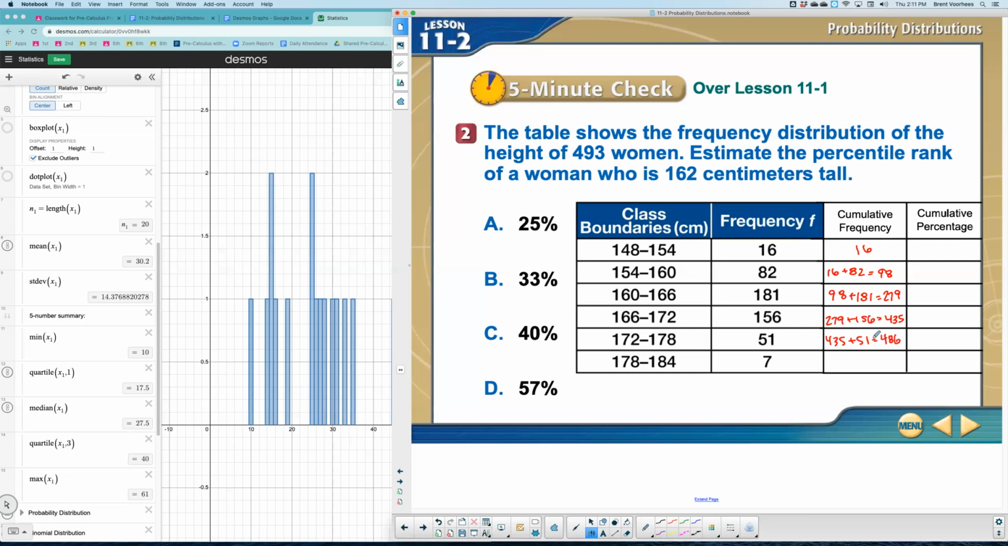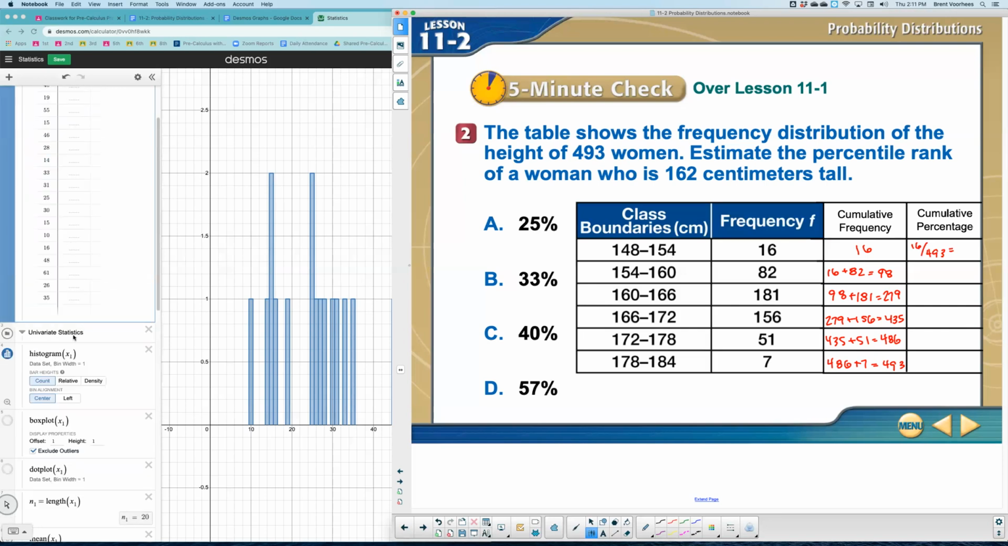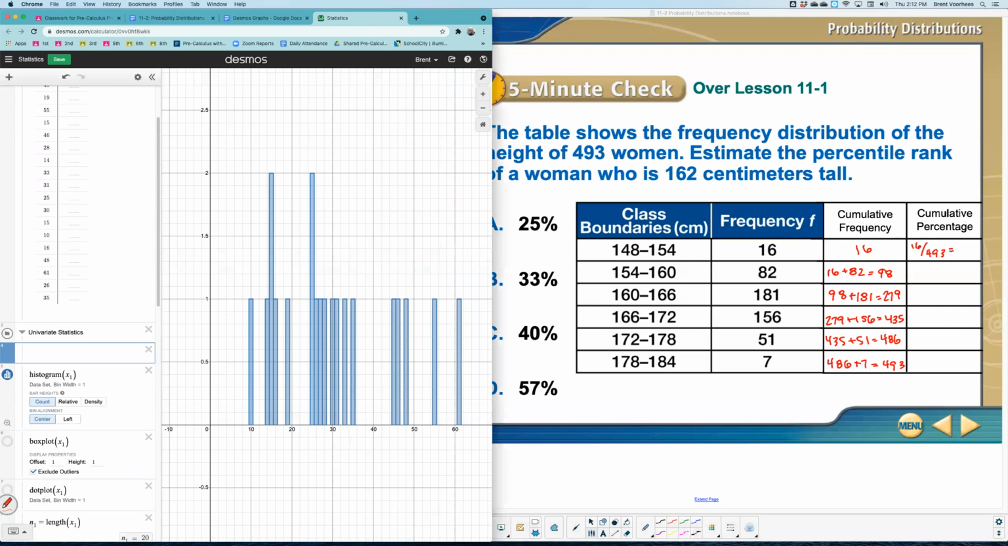You could type these in the calculator if you like, but I'm just doing it by hand here. 486 plus 7, and hopefully that is 493. Okay. So now the cumulative percentage, if you remember what we do is you take that number and you divide it by the whole. So it'd be 16 divided by 493 would give us a percentage of people 154 centimeters or less. So I'm just going to get a new line here.